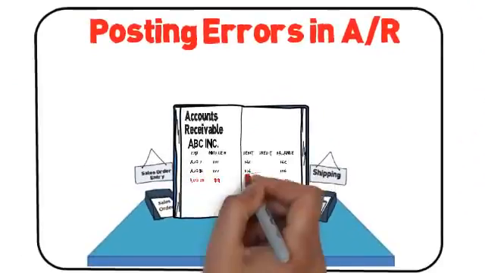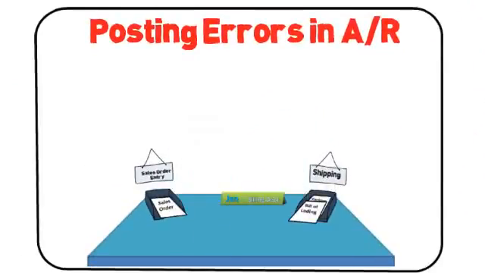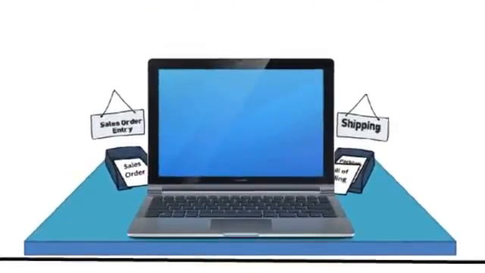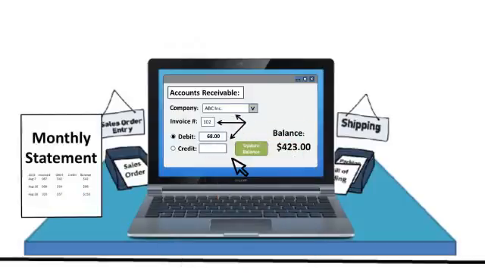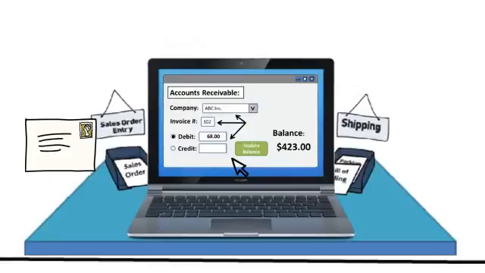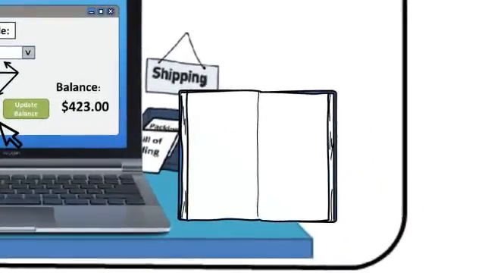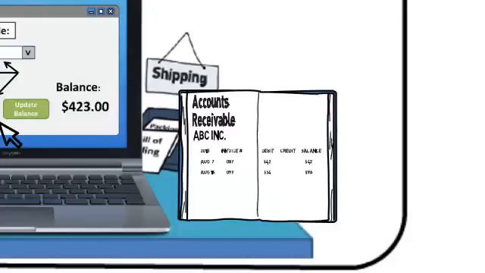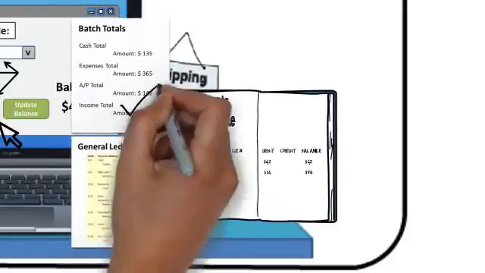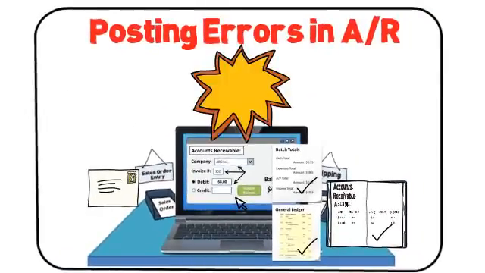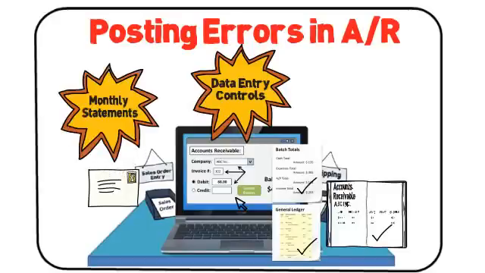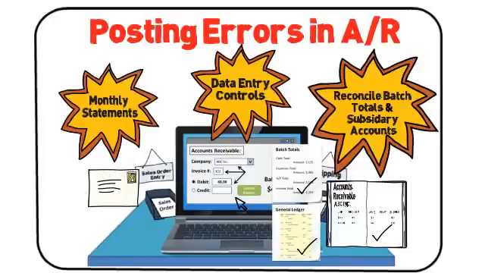For posting errors in accounts receivable, we can also use data entry controls. Thus, we can only allow the proper data to be entered into any of these fields. Sending monthly statements to our customers also addresses this threat, along with comparing what's in our accounts receivable against our batch totals and subsidiary accounts. So we can use data entry controls, send out a monthly statement to our customers, and compare our accounts receivable with batch totals and subsidiary accounts.